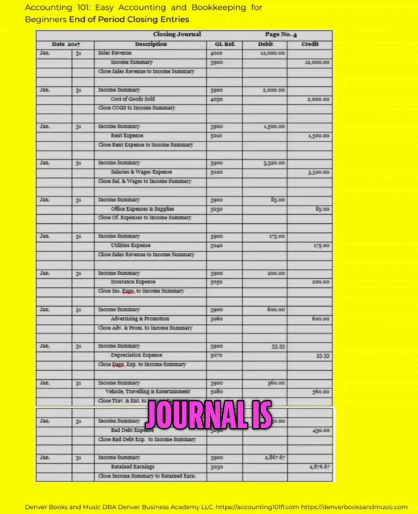A general journal is used to record the closing entries required to clear the balances in the revenue and expense general ledger accounts at the end of the accounting cycle.